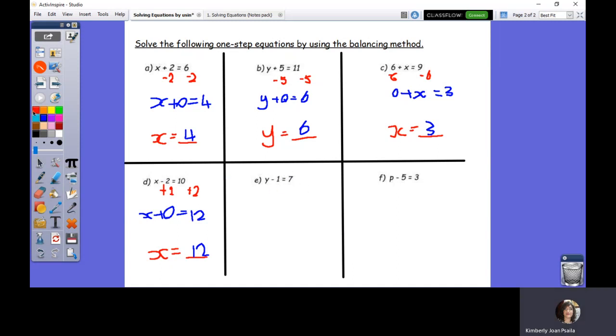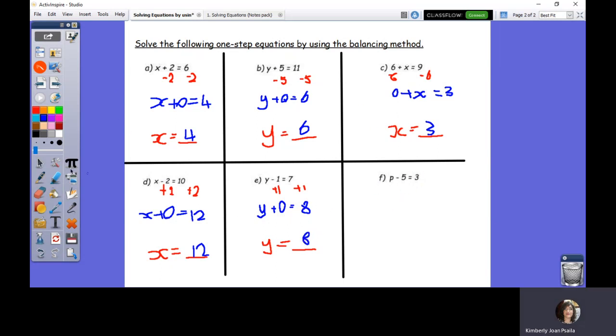Let's move on to the next example. So our aim here is to find the value of y. So we have to cancel out minus 1. In order to cancel out minus 1, we need to add plus 1. We need to add 1 to both sides. Therefore, we are left with y minus 1 plus 1 gives us 0, which is equal to 8. Therefore, y has a value of 8.